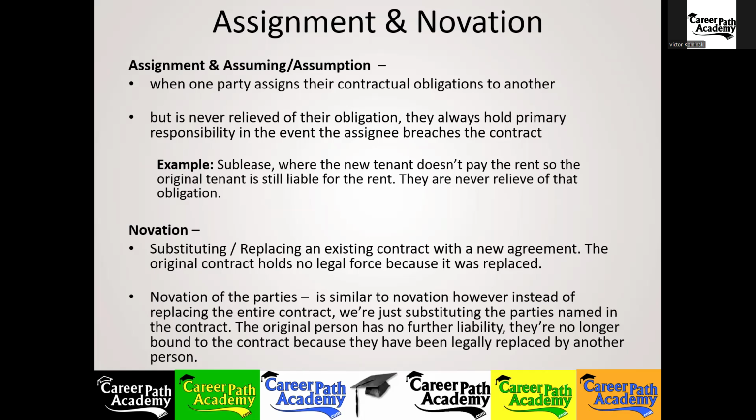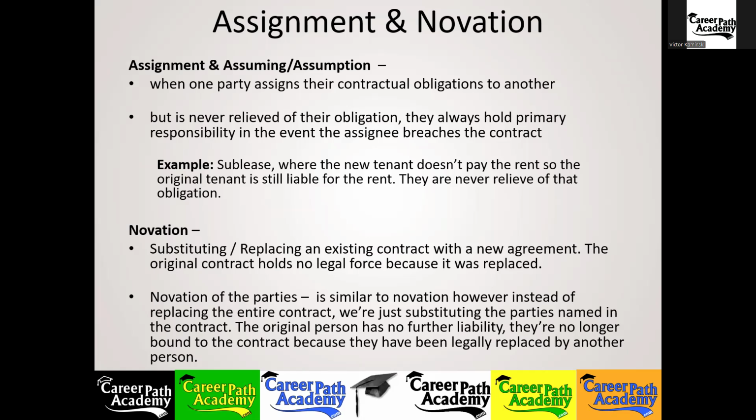Now, what if we want to assign our contractual duties to someone else and not have any further liability in the event that they don't hold up to their end of the bargain? Well, we could always novate the contract if the other party agrees to it. Once again, this is only if the other party agrees. You could novate the contract.